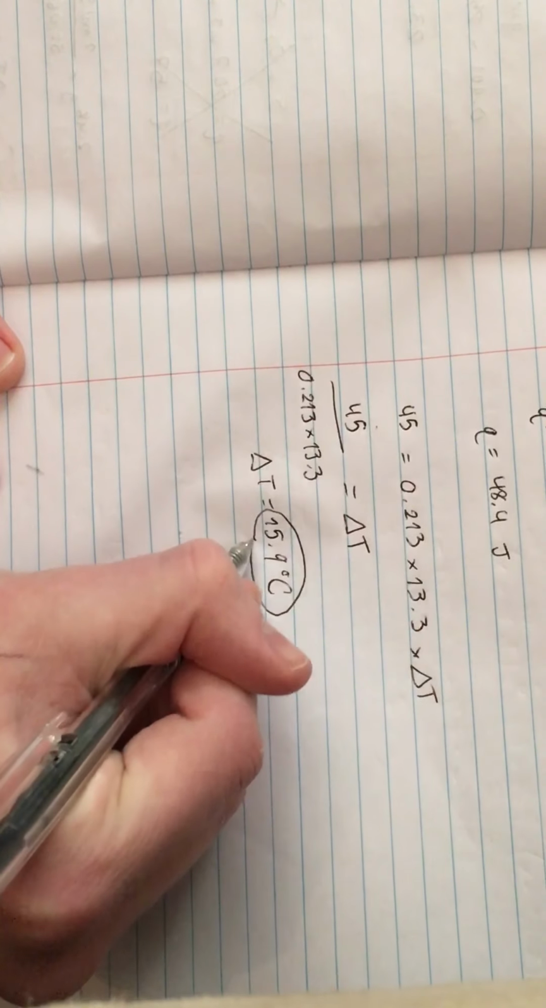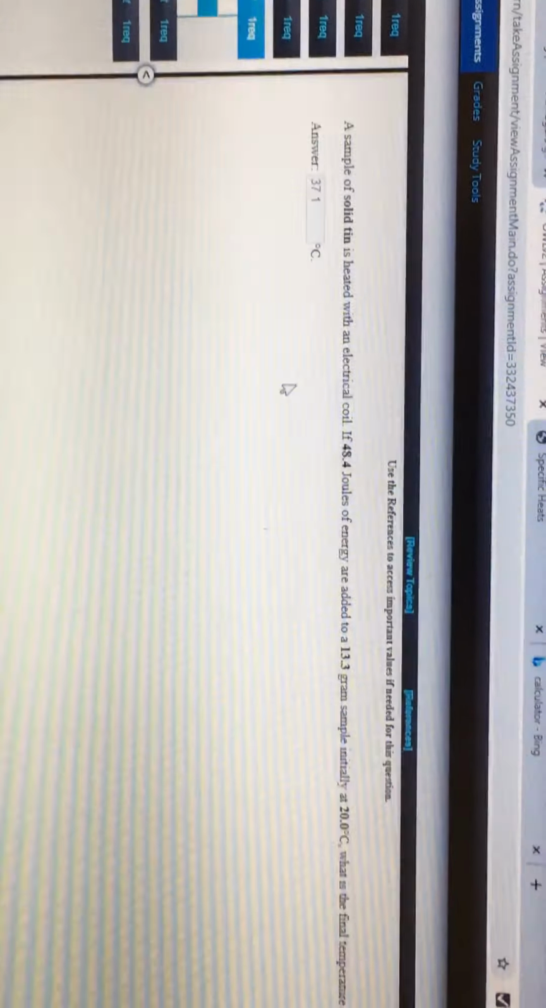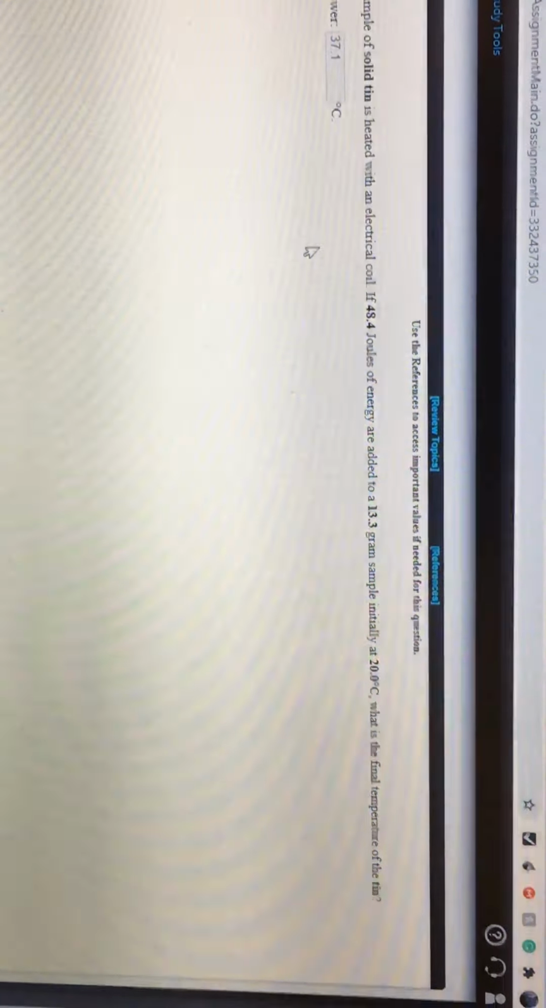But this 15.9 degrees Celsius right here, this is not your final answer. If you put this in the box, it's going to be wrong because this is just the change in temperature. Oftentimes, the question is going to ask, what is the final temperature or what is the initial temperature? For example, I'm looking at number 5 right now. Right after number 4, it says, a sample of solid tin is heated with an electrical coil. If 48.4 joules of energy are added to the 13.3 grams at initially 20.0 degrees Celsius, what is the final temperature of the tin?